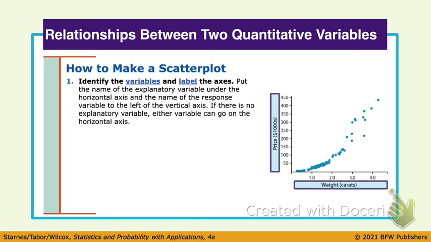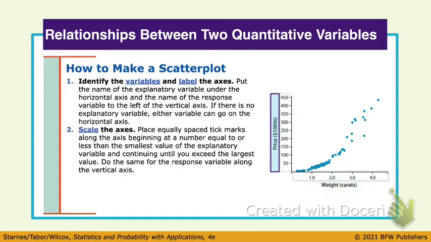First of all, you need to identify the variables and label your axes. We're going to put the explanatory variable on the horizontal or x-axis. We're going to put the response variable on the vertical or y-axis. If there is no explanatory variable, either variable can go on the horizontal axis. So actually you can flip them. Doesn't really matter.